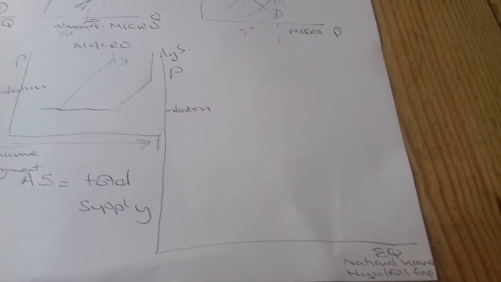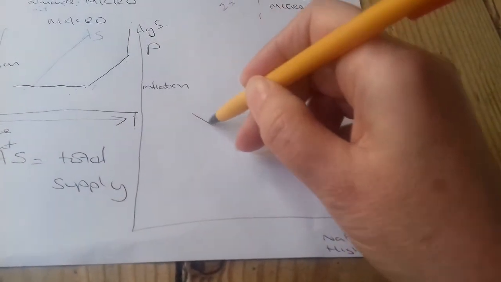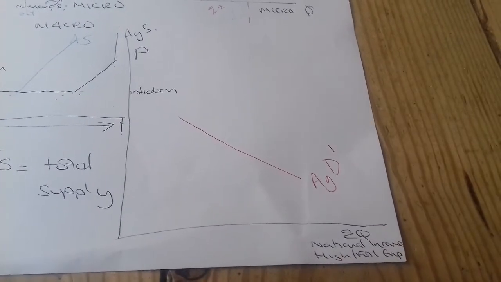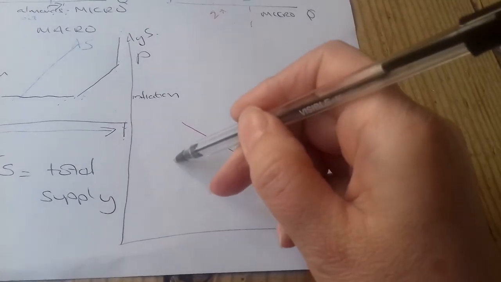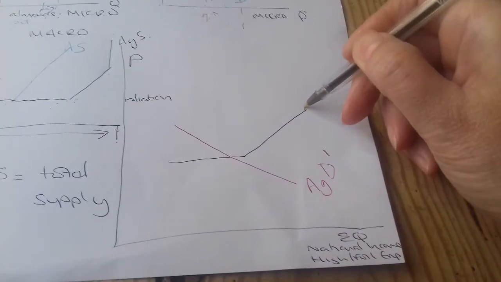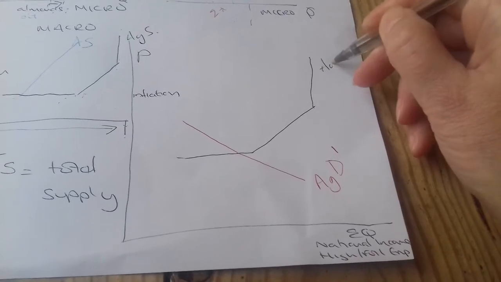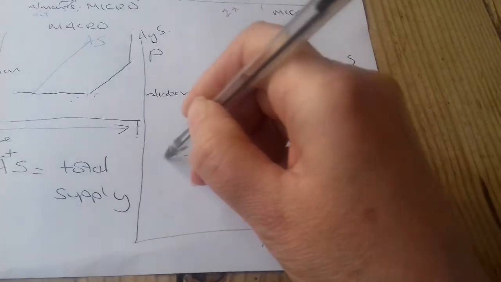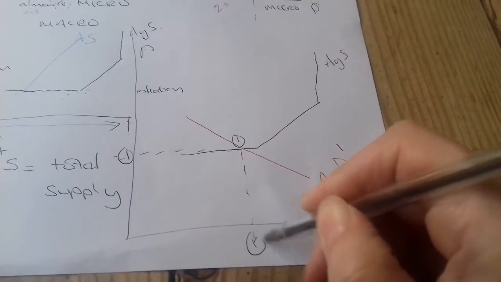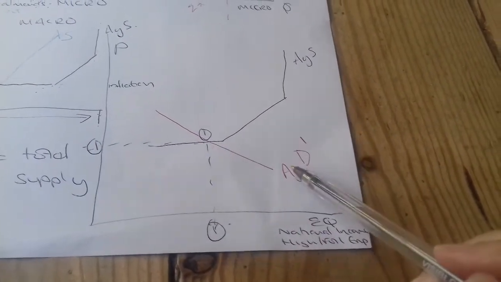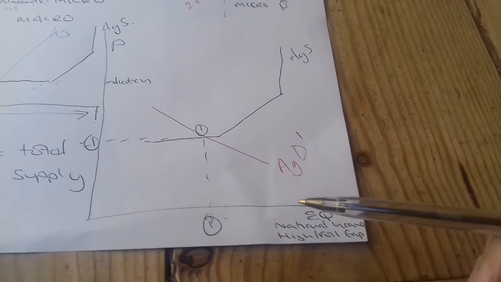So now I need to put these two together. So we've got aggregate demand 1, and we're going to combine this with our complicated or more realistic aggregate supply curve. So here, let's call this position 1. We have an equilibrium position. Aggregate demand is equal to aggregate supply.